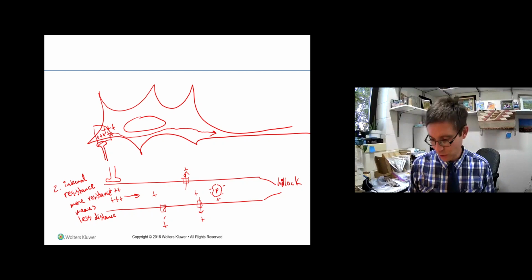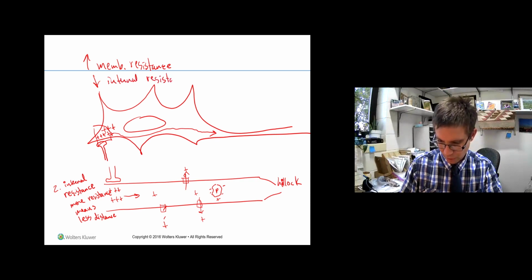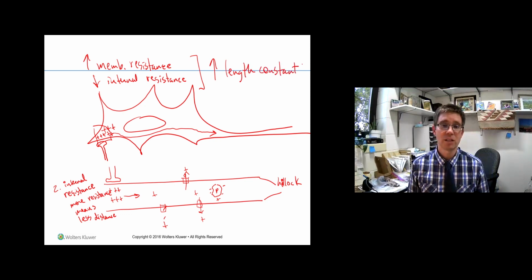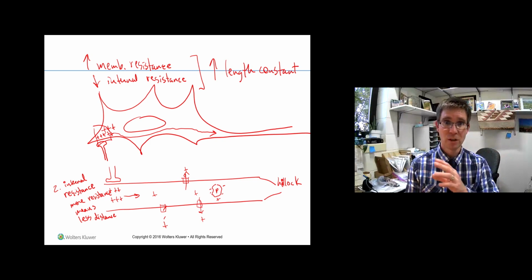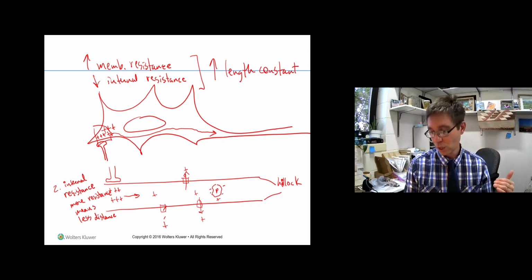So to get way down the dendrite, what you want is high membrane resistance and low internal resistance. And having those two things will increase what we call your length constant. The length constant is just how far the positive charge can travel. And so the greater the length constant, the further that charge can travel. So membrane resistance will help it travel farther, so it will increase the length constant. And bringing down your internal resistance will also increase the length constant. It will allow that positive charge to get further down the dendrite.